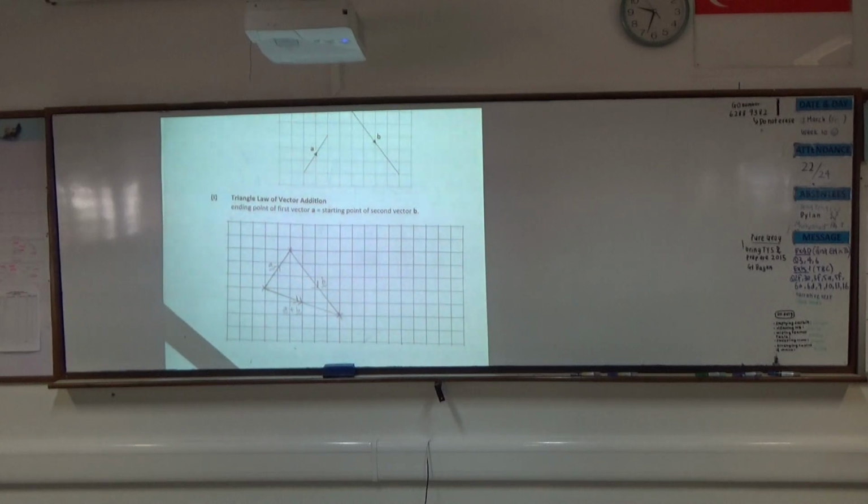The other way? Why would you want the other way then? Because we are starting from here. Vector A, we start from here first. Then we continue to have our A ending here. Then B continues from where A ends. So you think of it like you're walking on a path.